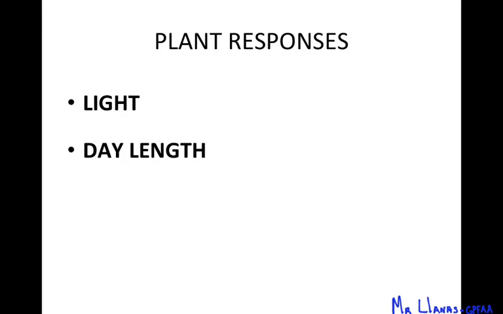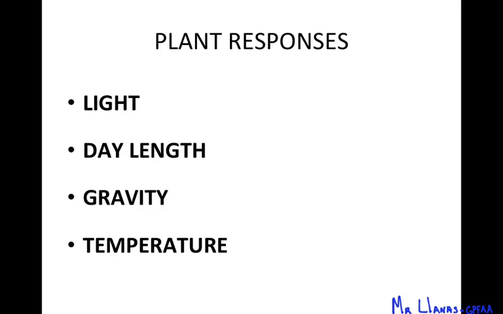Okay, the day length also. Plants respond to this by flowering or making their flowers. It's kind of like a signal for them that spring is coming, and they start flowering in order for them to reproduce for the year. Okay, gravity. Plants respond to gravity by growing their roots down towards gravity and their stems away from gravity so that they can grow up. Okay, so that's how they respond to that.